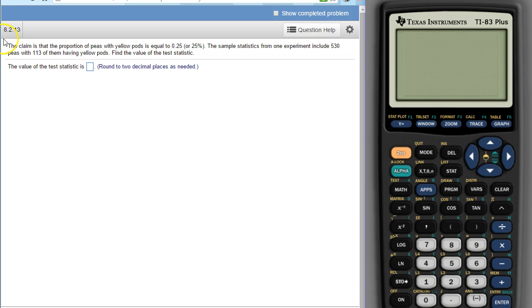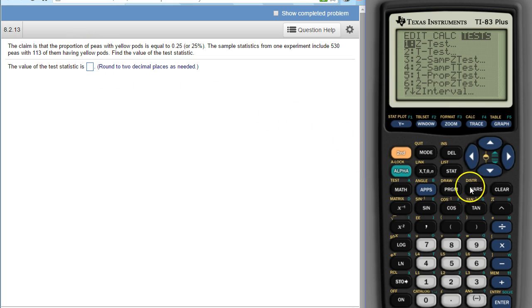This is a homework problem from the 8.2 homework set, and we are trying to find a test statistic and do a hypothesis test. To do this with a TI calculator, I'll show the TI and then StatCrunch. Press Stat, come over to Test, and because this is a proportion test, you can see 1-PropZTest there. Okay, 1 proportion z test.